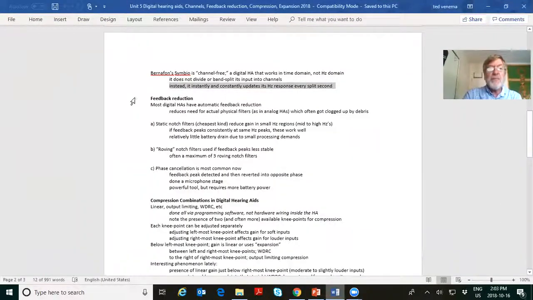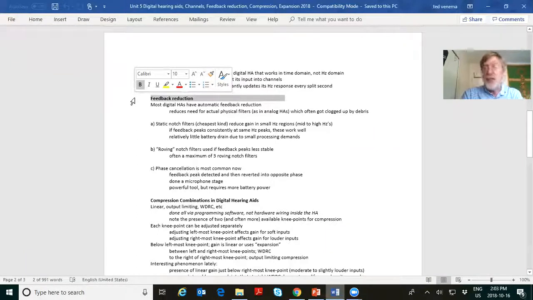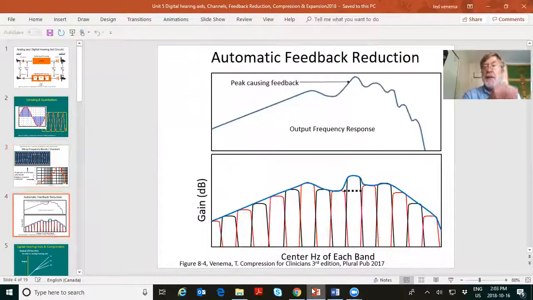Okay, so you have other things that can take place in digital hearing aids. You can have what's called feedback reduction. Automatic feedback reduction. This is kind of cool too. Look what causes feedback in a hearing aid.